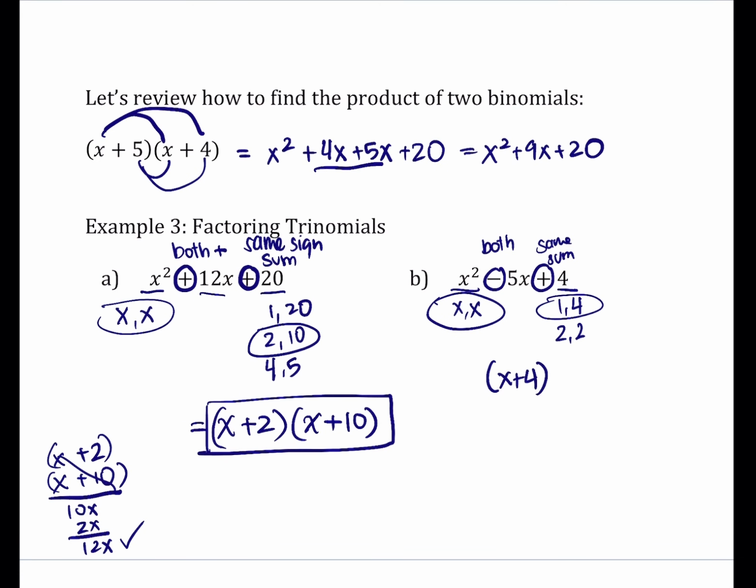So it's actually going to be x plus 4 times x plus 1. And if you want to absolutely double check your work, just FOIL them and then you should get the original expression.